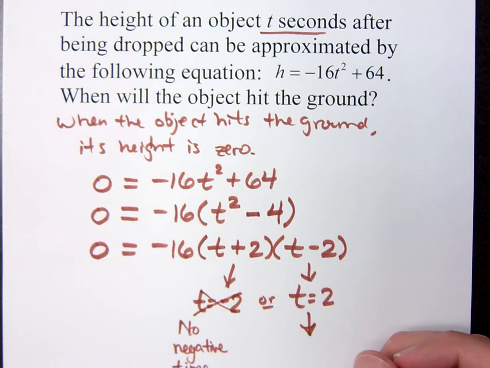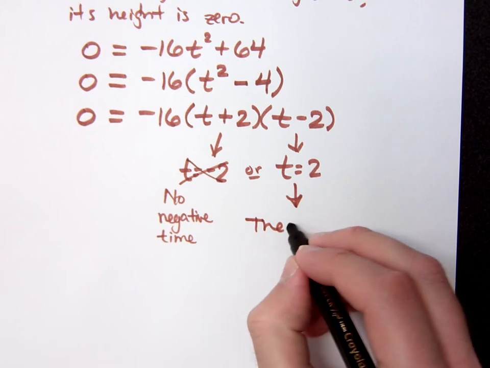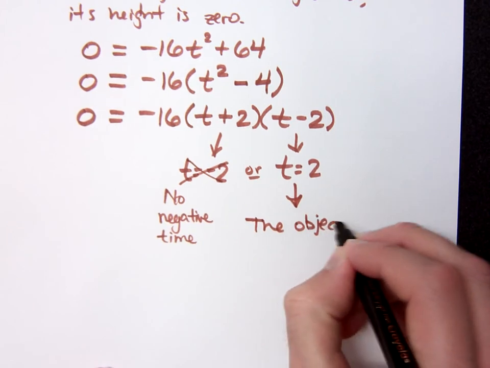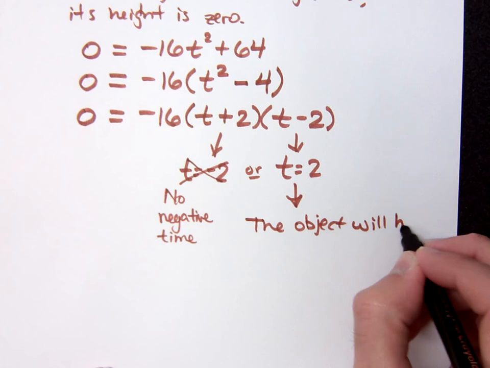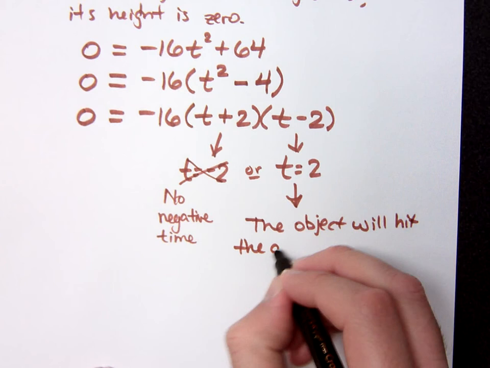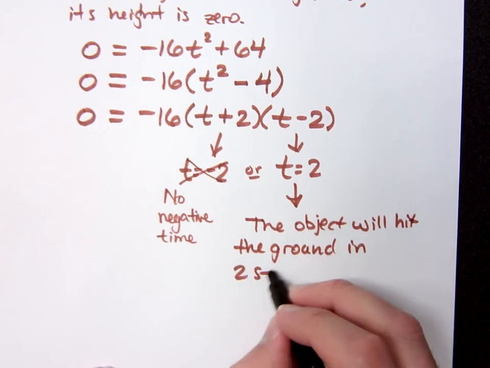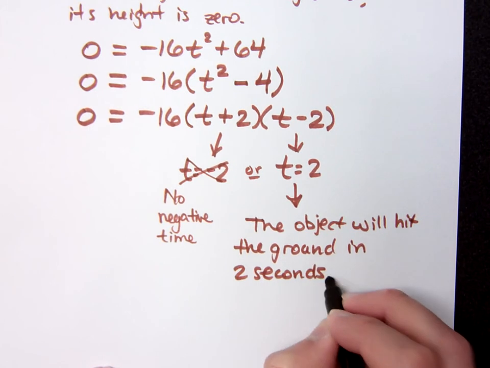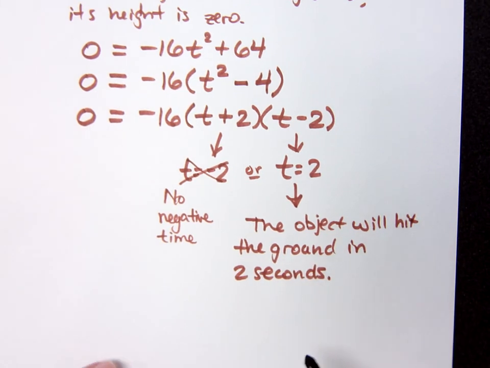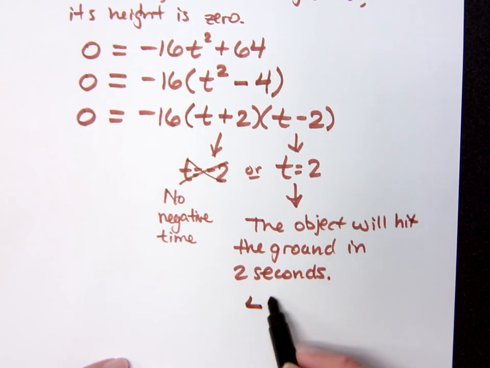So this means that what? If t equals 2, we know that the object will hit the ground in 2 seconds. Does that make sense? Does that feel about right? If you were to drop an object, it hits the ground in 2 seconds. It's not going to hit in negative 2 seconds, right? No, because that would just be silly, right?